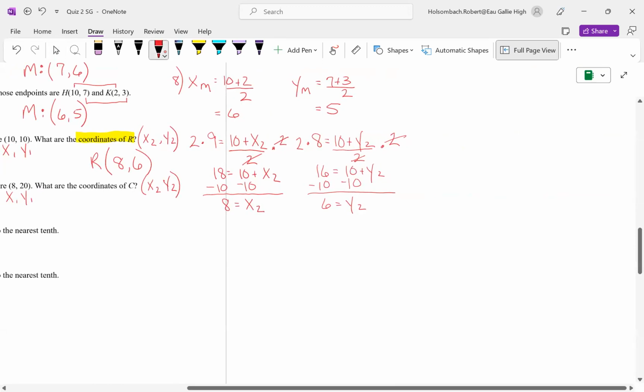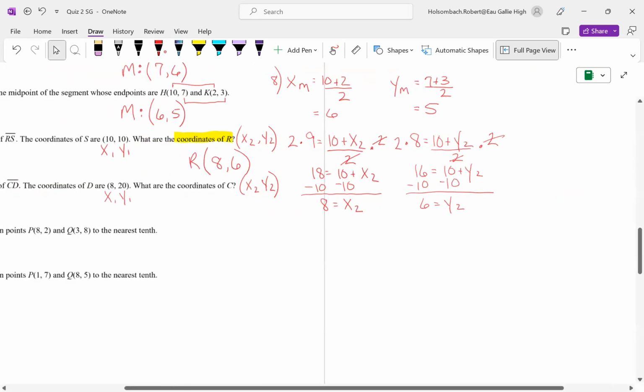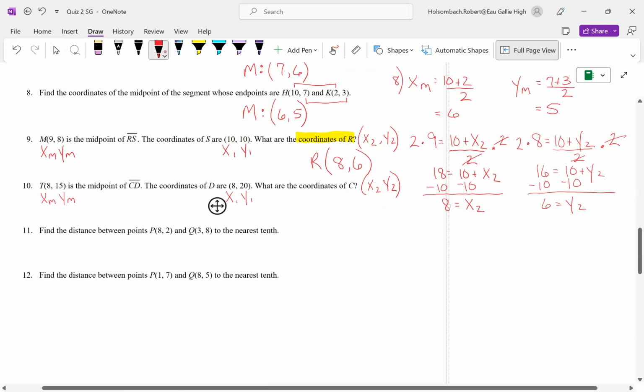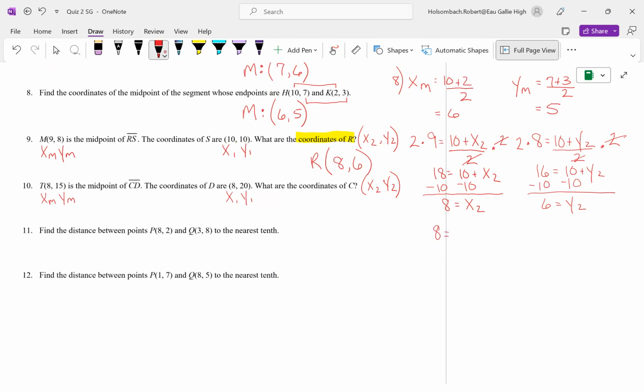So again, our X at the middle is 8, is equal to our X sub 1, which is 8, plus X sub 2 divided by 2. Our Y at the middle, which is 15, is equal to Y sub 1, which is 20, plus Y sub 2 divided by 2.